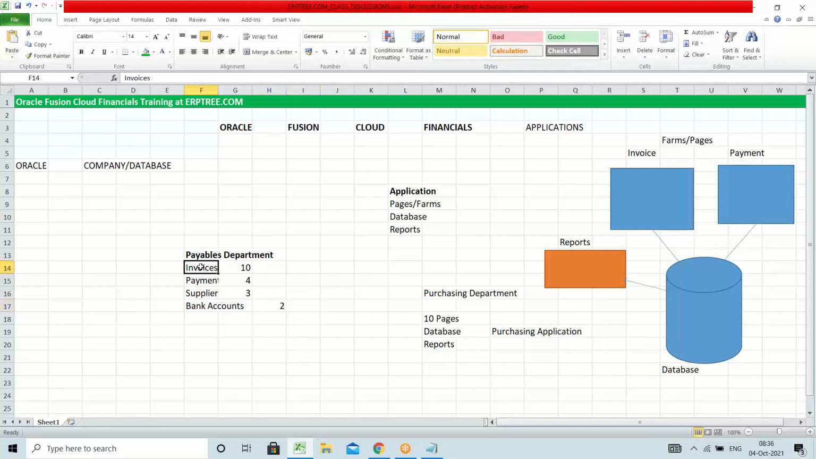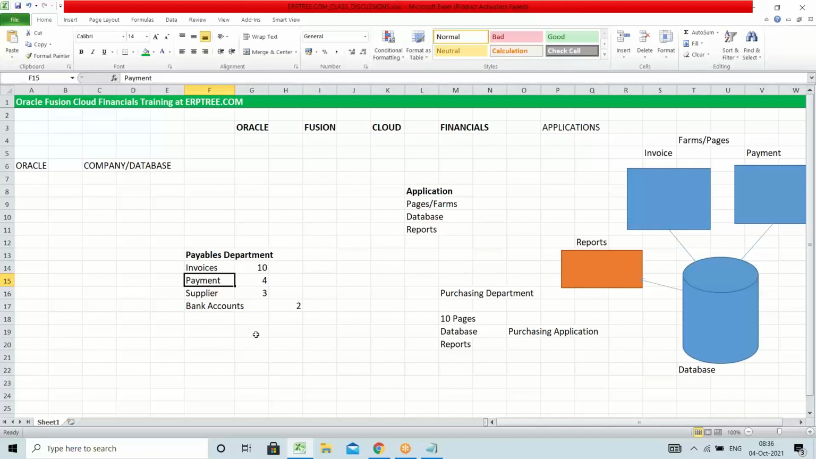Now in our classes, we'll understand how many types of invoices there are and what the purpose is. Oracle is providing this functionality by understanding the global business practices. If any company is going to use the Oracle Payables application, they can create these many types of invoices, payments, suppliers, and bank accounts. We are going to see how many types of invoices we can create in the Payables application, what the purpose is and how to create them. How many types of payments we have, how to create and process them. How many types of suppliers and bank accounts we have, what the purpose is, how to create them in the system and how to use them. All these we will understand.